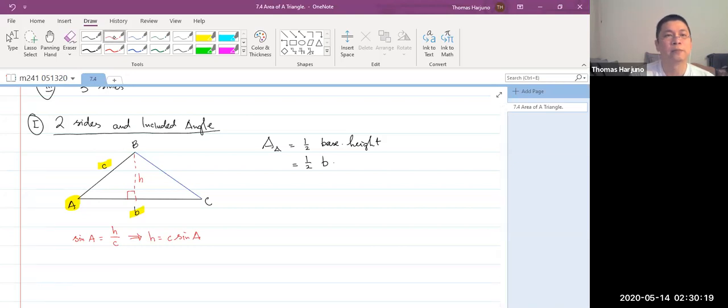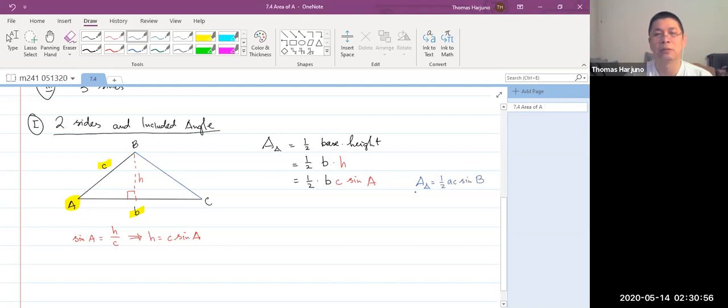Okay? Now, that's what I will use here. This height here now becomes 1/2 times B times C sine A. Notice the play of the variables B, C, and angle A. In other cases, if I permute the notation, 1/2 AC sine B, 1/2 AB sine C. Okay, that's the permutation of the formulas if we have 2 sides and included angle.